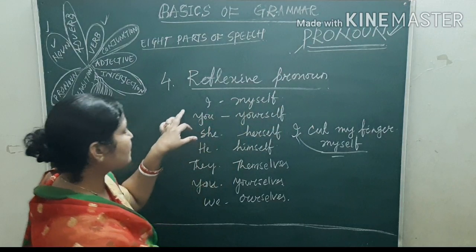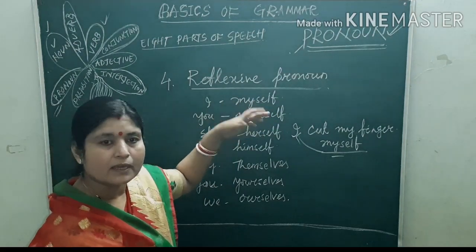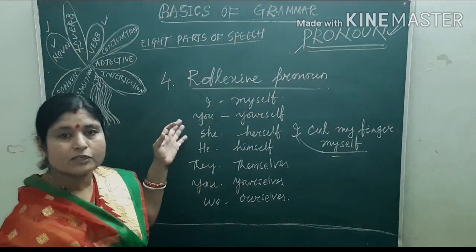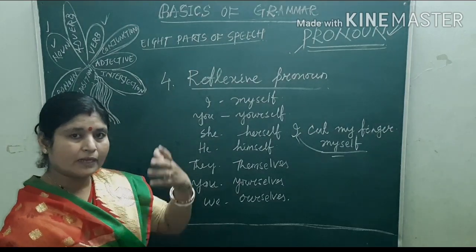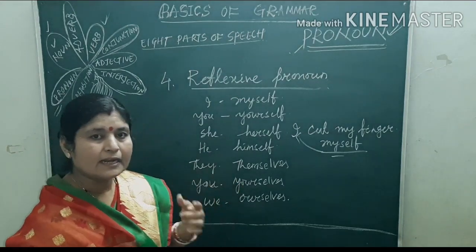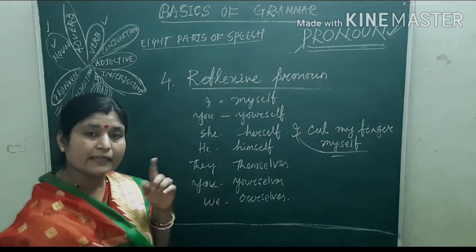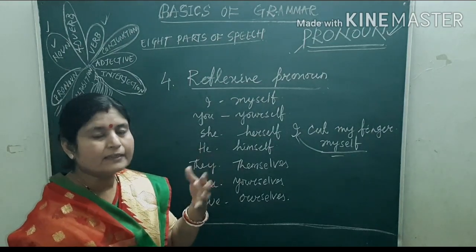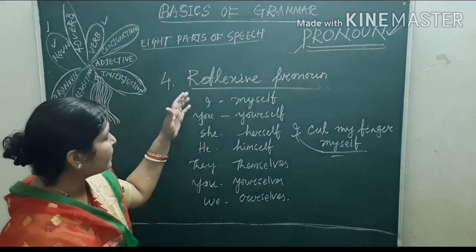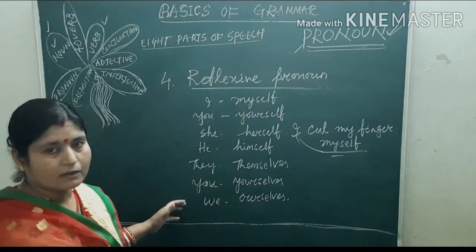So in the first person, I, myself, we, ourselves. Like you, singular form, yourself. But when it is plural, yourselves. Like he, himself. Like she, herself. Like it, itself. And they, themselves. Like this, we can form the reflexive pronouns.